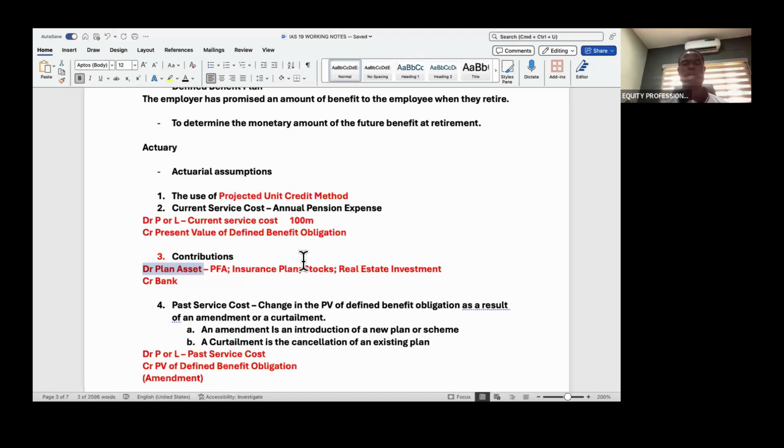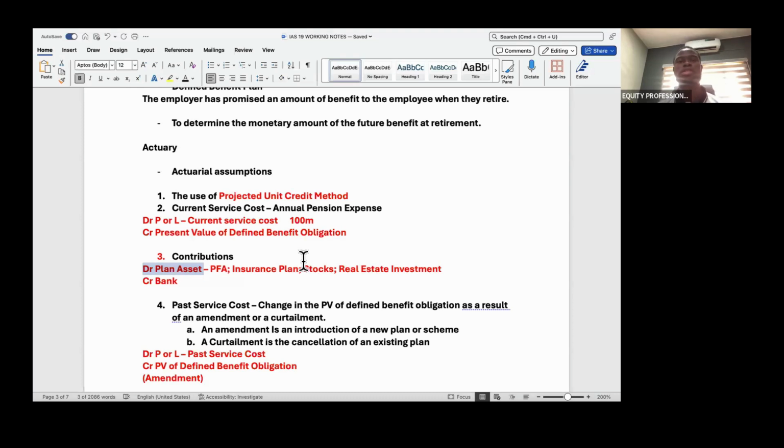Then the next one is the past service cost. And I told you last week that this past service cost is the change in the PV of defined benefit obligation as a result of an amendment or a curtailment. I told you amendment is an introduction of a new plan or scheme. Curtailment is cancellation of existing plans, depending on what is happening to the company.